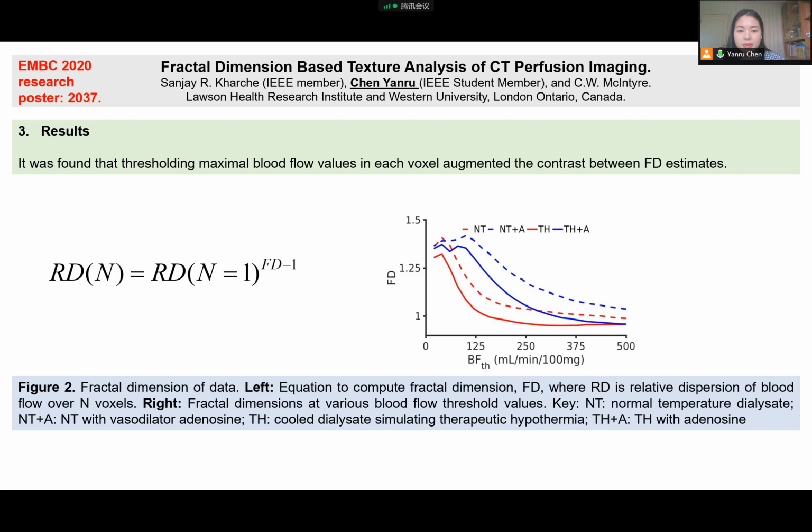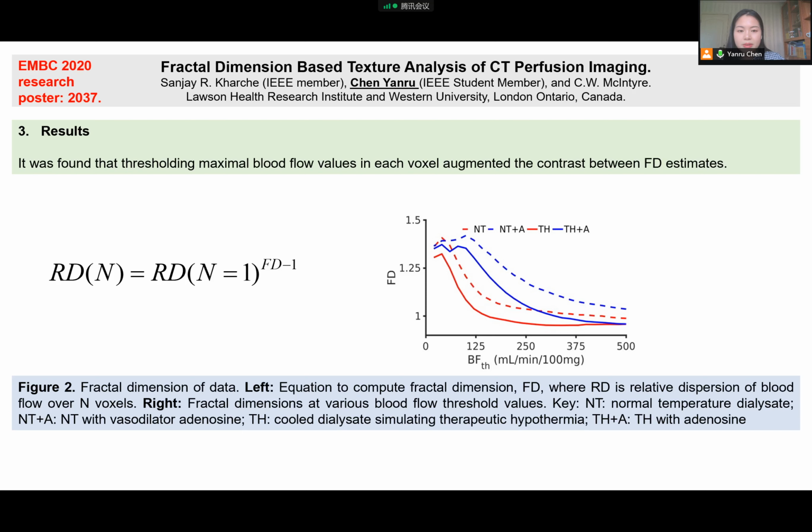Dialysis as well as treatment were found to alter fractal dimension as discussed previously. Vasodilation increased fractal dimension and mild cooling promoted reduction of fractal dimension. It was found that thresholding maximum blood flow values in each voxel augmented the contrast between fractal dimension estimates.